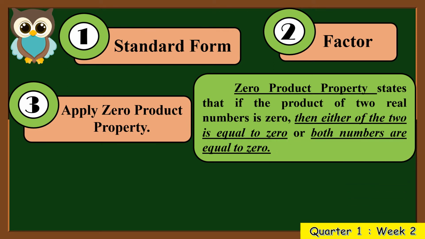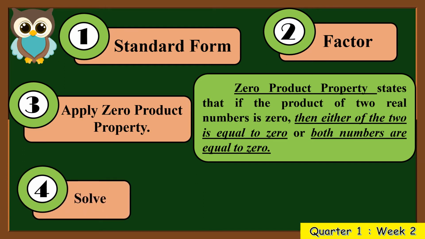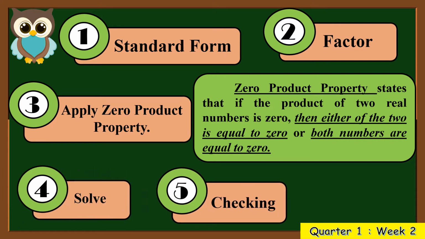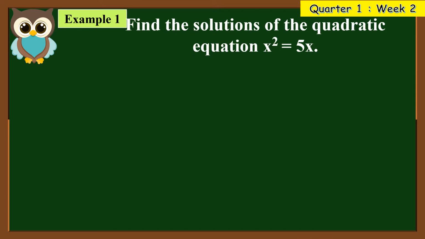And then our fourth step is that we can now solve. And then lastly, to check if the values of x, or the solution set that we get, is correct, we do the checking as the last step on how we are going to solve quadratic equations by factoring. Now let's have the first example.